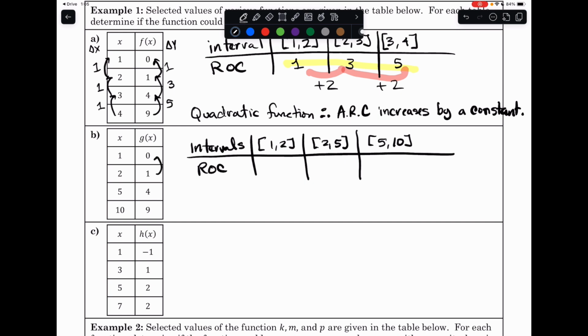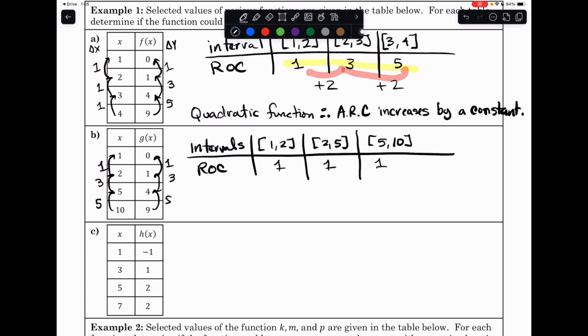So 1 minus 0 is 1, 2 minus 1 is 1, so that's equal to 1. 4 minus 1, that's a total of 3. And 5 minus 2 is a total of 3 as well. 3 divided by 3, that's equal to 1. And 9 minus 4, that's equal to 5. And 10 minus 5 is also 5. And 5 divided by 5 is also equal to 1.